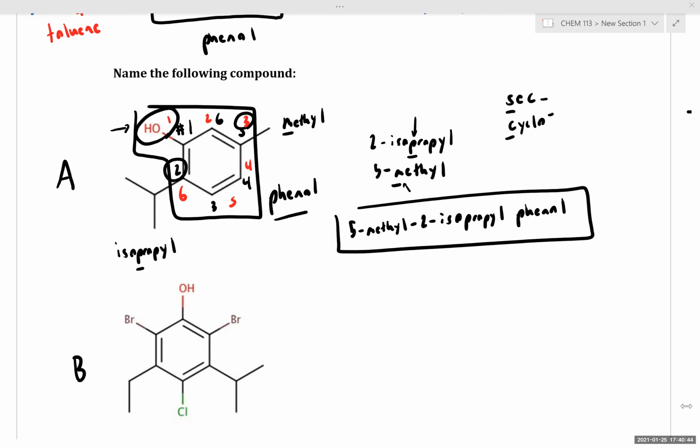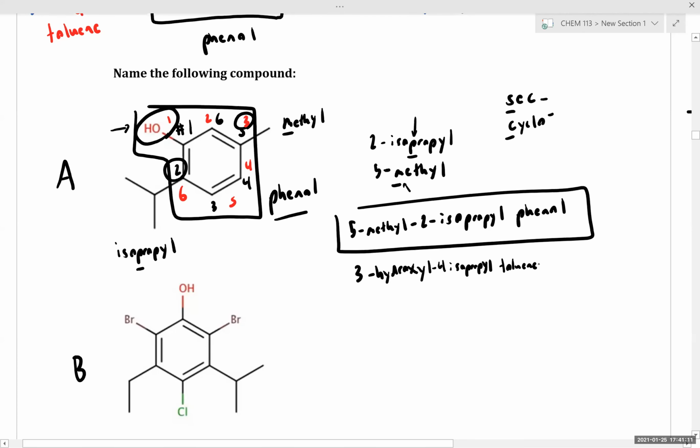Another proposed name that I see is 3-hydroxyl, let's see, 3-hydroxyl 4-isopropyl toluene. Okay, let me take a look and let's dissect that name.